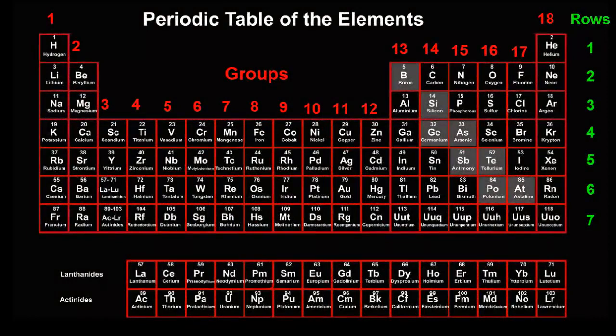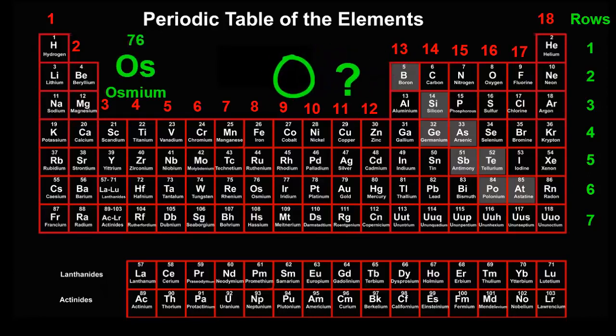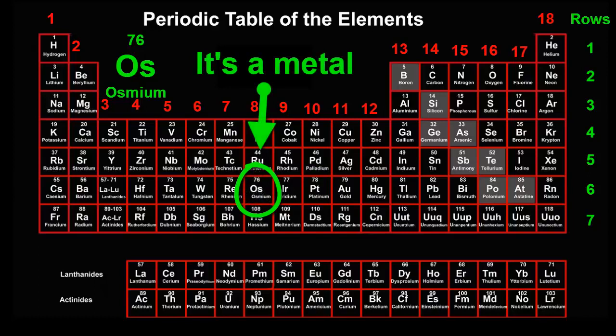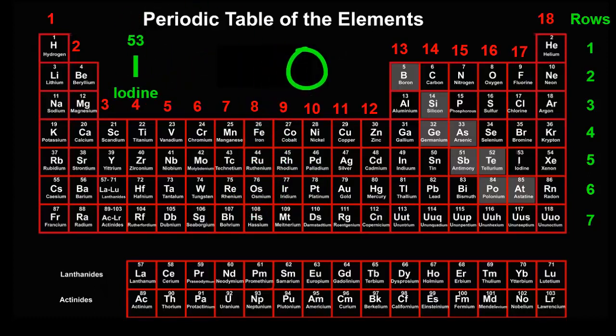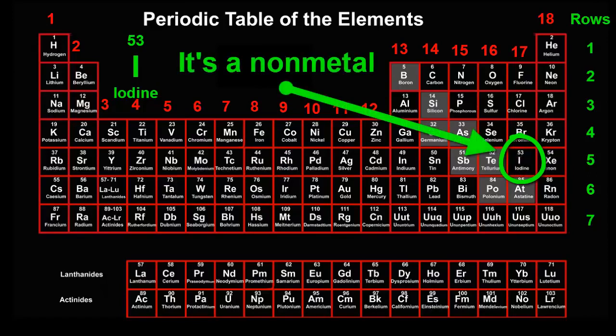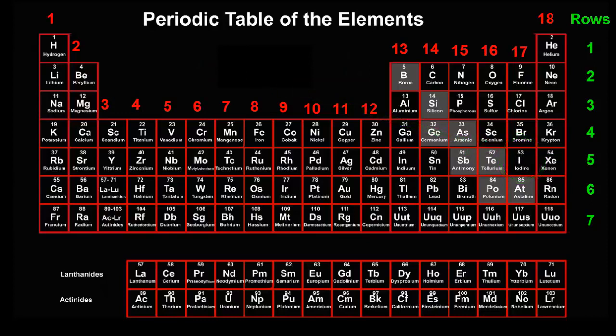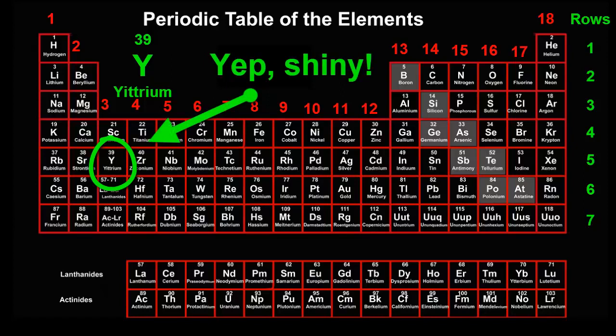Let's use the periodic table to predict whether an element would be a metal or a nonmetal. How about osmium, atomic number 76? Osmium is to the left of the diagonal grey band, so it should be a metal. How about iodine? That's to the right of the diagonal line, so it's a nonmetal. Let's try something trickier. Do you reckon yttrium, atomic number 39, would be shiny? It's to the left of the diagonal line, so it's a metal. So it's probably shiny.